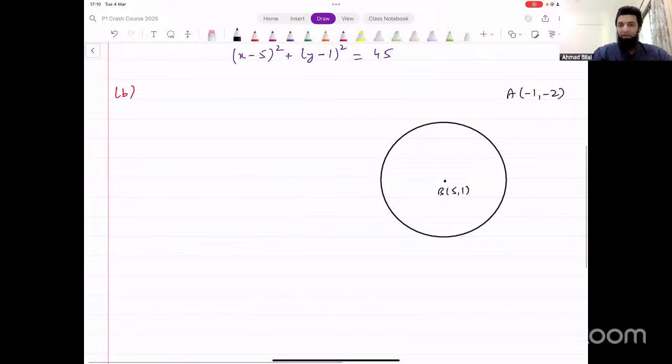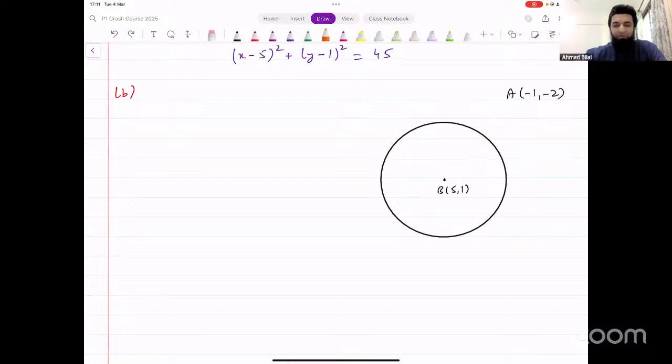Okay, so I'll let all of you think about this. To which side of the center is this point A going to be? Which side of the center is the point A going to be? Left or right, up or down? What do you think about it? Where should I mark A on the circumference? Should I mark it here, here, here, here? What do you think?